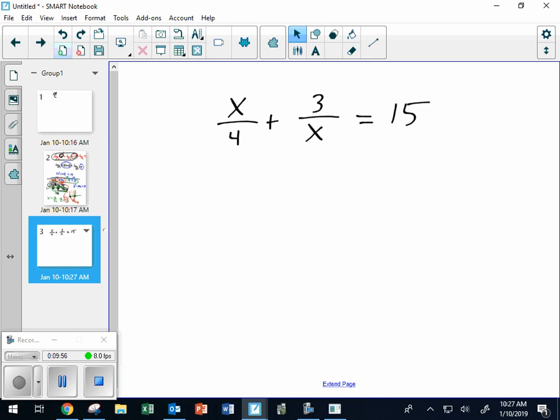What happens when I multiply by the denominator here? I multiply everything by 4, does it fix all my problems? No. Multiplying everything by x doesn't fix all my problems. So what should you multiply by? Pay attention, please. Don't talk back there. All right. You should multiply by 4x.